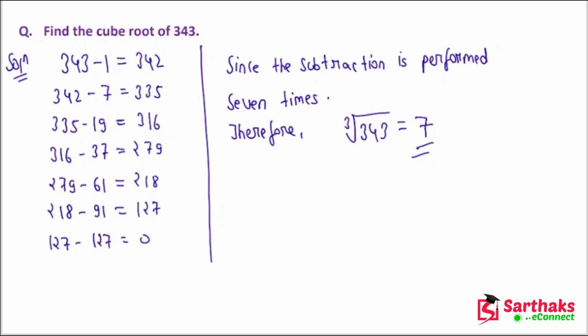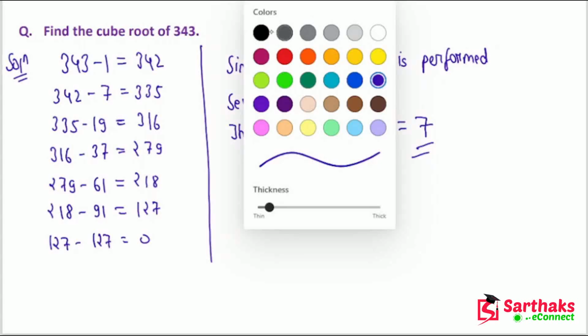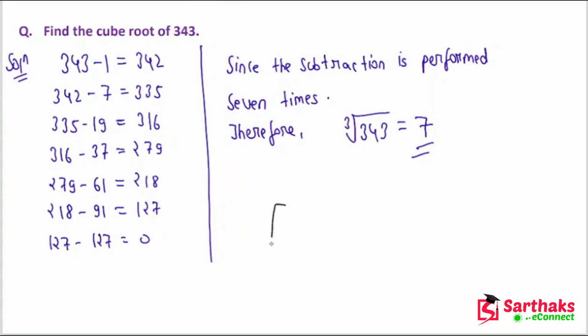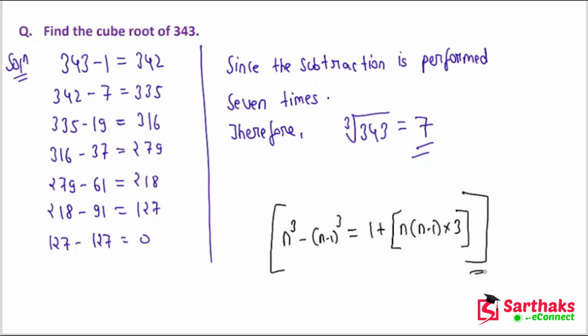Let me give a general formula for what we have written. So now you know that if you want to calculate n cube minus n minus 1 cube, it will be 1 plus, now listen carefully, n into n minus 1 into 3. Okay, so that is the pattern. Now put the values. Suppose 2 and 1. So put n equals 2. So it will be 2 cube minus 1 cube, so it will be 1 plus 2 into 1 into 3. So that was the general formula for calculating these members.